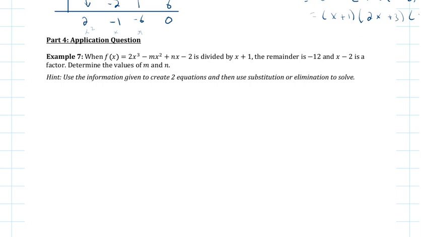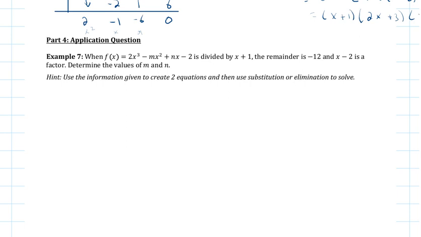All right, now let's see part 4. So we're looking at some application questions. When f of x is equal to 2x cubed minus mx squared plus nx minus 2 is divided by x plus 1, the remainder is negative 12. And x minus 2 is a factor. What does it mean that x minus 2 is a factor?